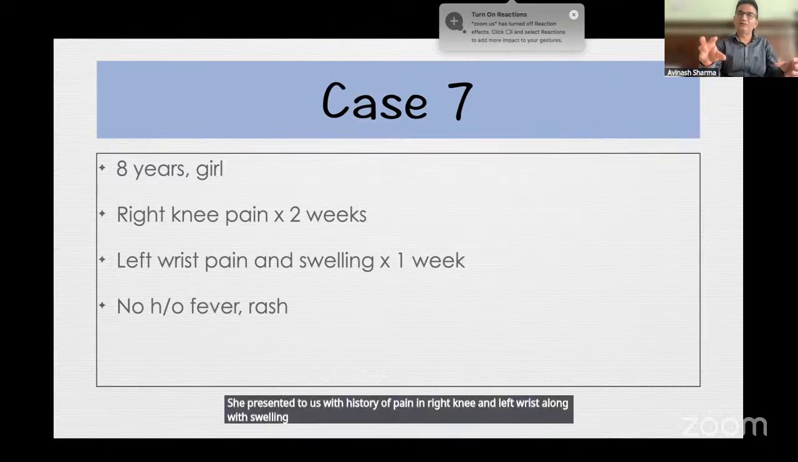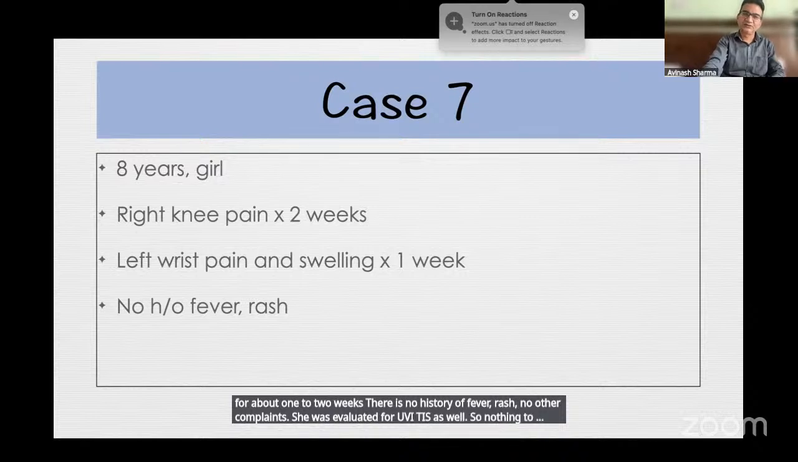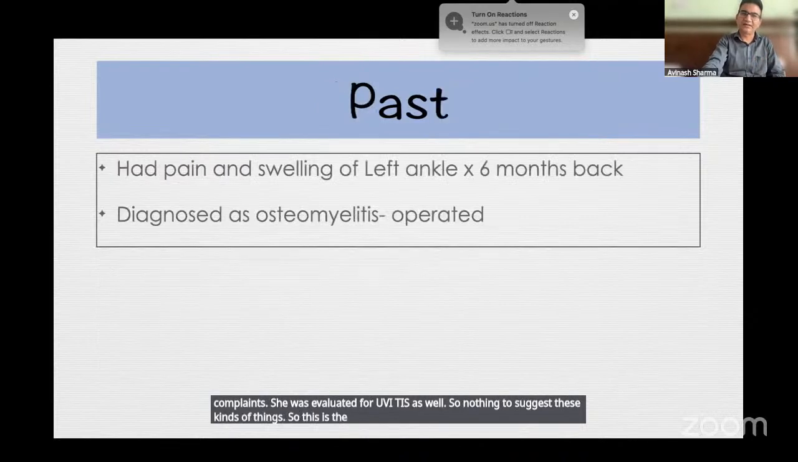So asymmetric involvement, right knee, left wrist, which is there for about 1 to 2 weeks. There is no history of fever, rash, no other complaint. She was evaluated for uveitis as well. So nothing to suggest these kinds of things. So this is the only complaint that she had.